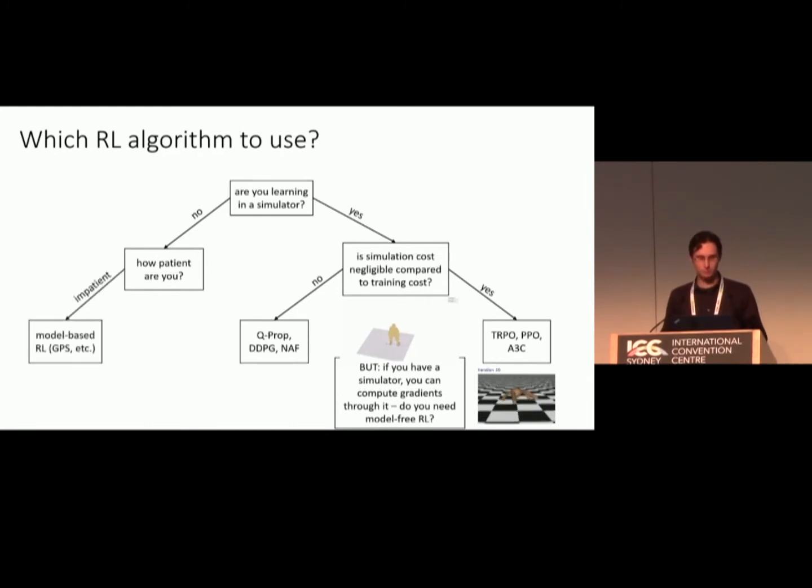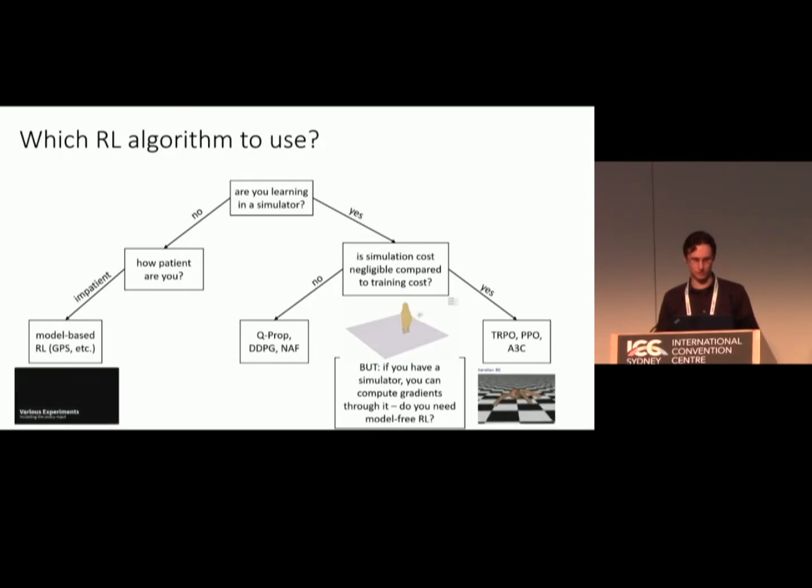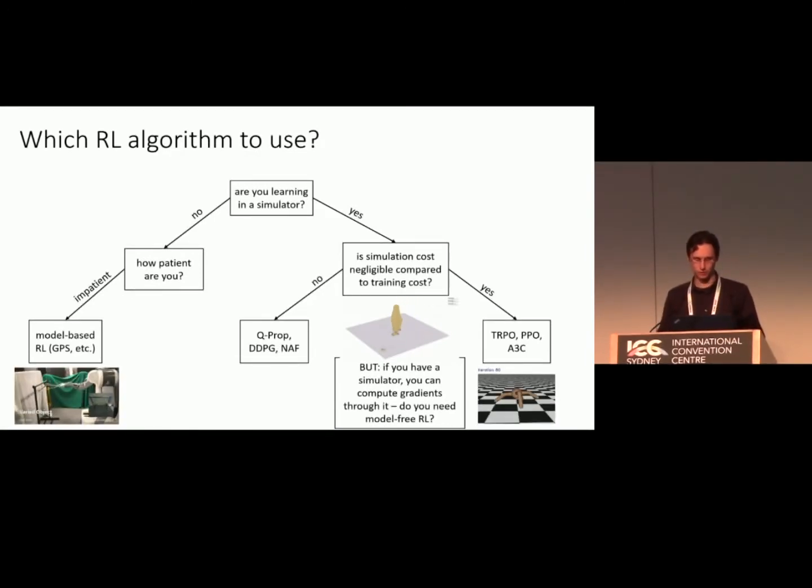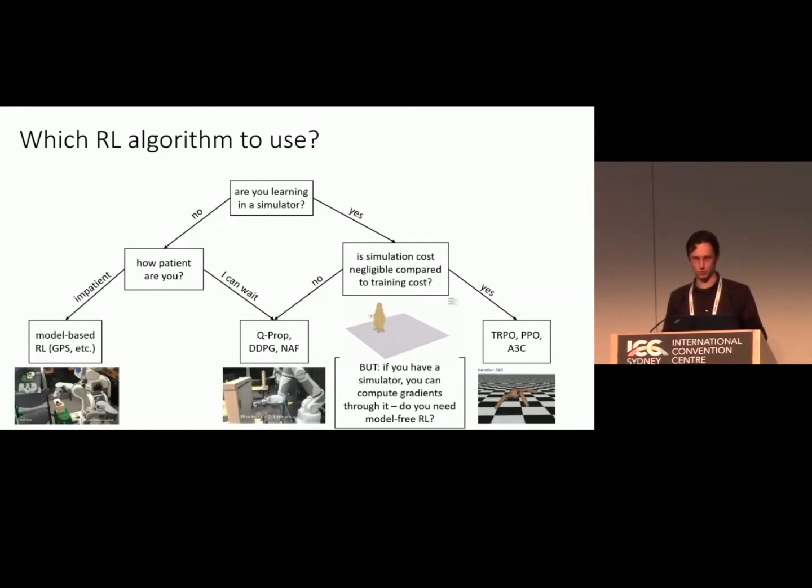If you are impatient, then maybe you should investigate using a model-based algorithm, which is typically going to be substantially more efficient if you can make sure that your problem meets the assumptions of the model-based algorithm that you use. And these can be used to learn a variety of real-world robotic skills. If you're a bit more patient, or if the problem you're trying to solve doesn't fit into the assumptions of a model-based RL algorithm, then QProp, DDPG, or NAF might be good choices. And these have also been demonstrated to work on real-world physical systems.